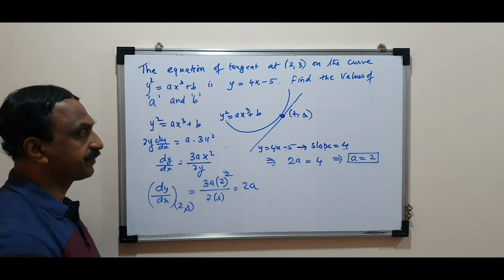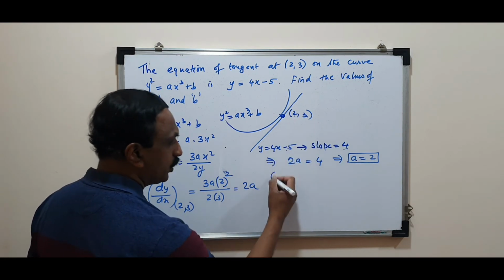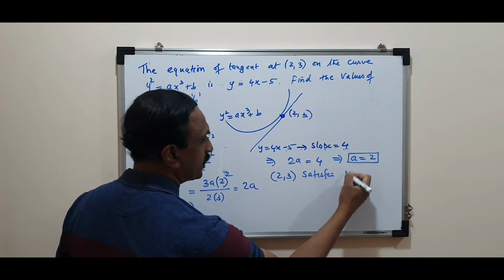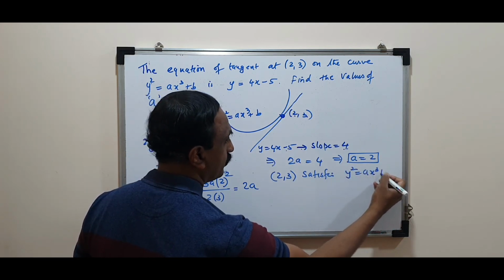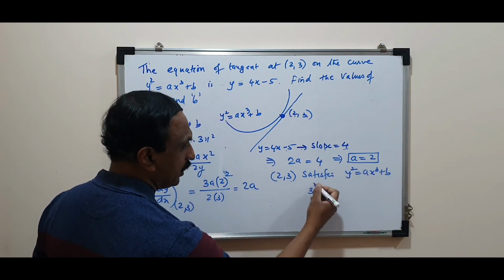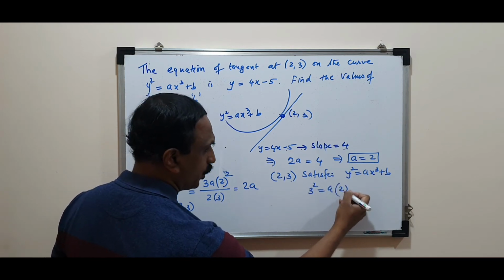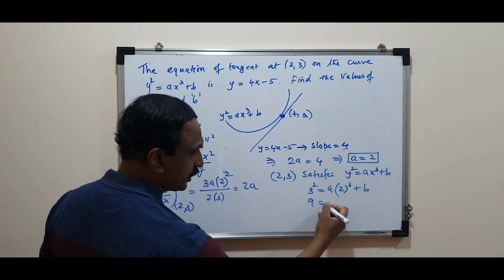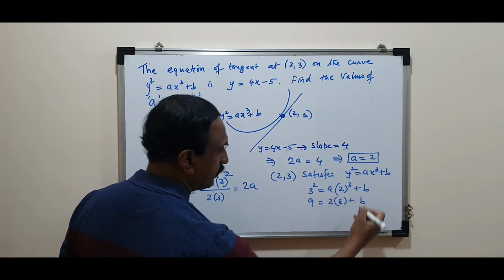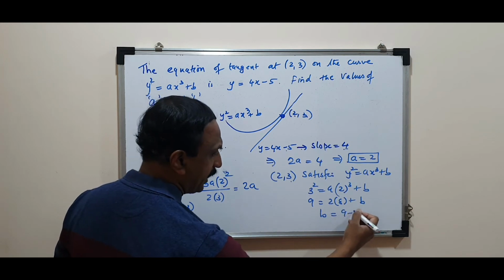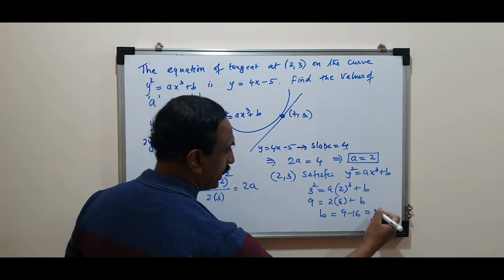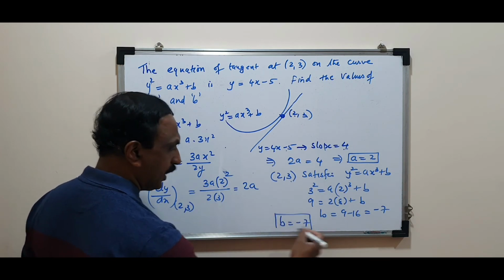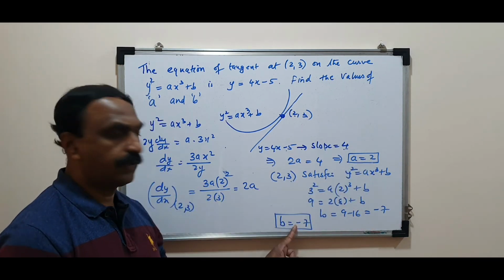Now only b's value is left. For that we are going to apply that 2, 3 satisfies y square equal to ax cube plus b. So 3 square is a into 2 cube plus b. A's value we already know. So 9 is equal to 2 into 8 plus b. So b is 9 minus 16, which is equal to minus 7. So b's value is minus 7. So a's value is 2 and b's value is minus 7.